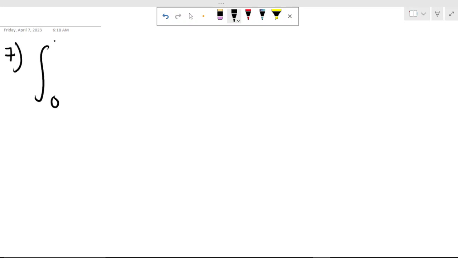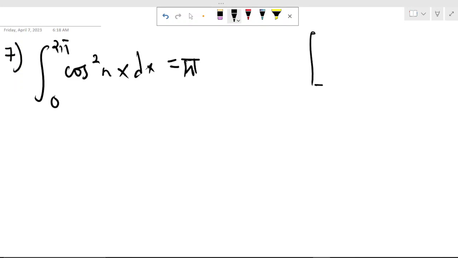Now, in a similar fashion, integrating cos square nx from 0 to 2 pi gives us pi also. You could work this out on your paper, but I'll give you a clue: cos square x is equal to (1 plus cos 2x) all over 2. So this will help you out with your calculation.